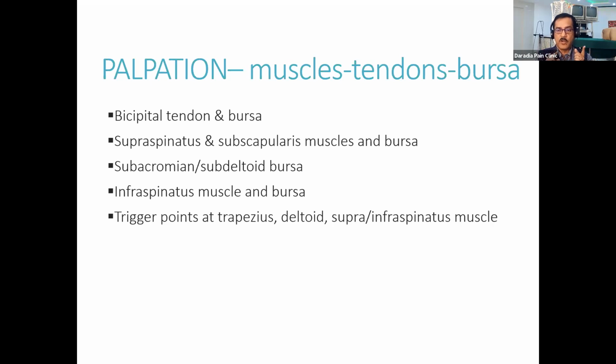So trigger point and tender point, how to differentiate? A trigger point is situated in the bulk or belly of the muscle, and very commonly it has referred pain distally. So this is your trigger point. And the tender point is at the tendinous part. In fact, the tendon is inserted on the bone, so that part will be tender, and that is called the tender point.